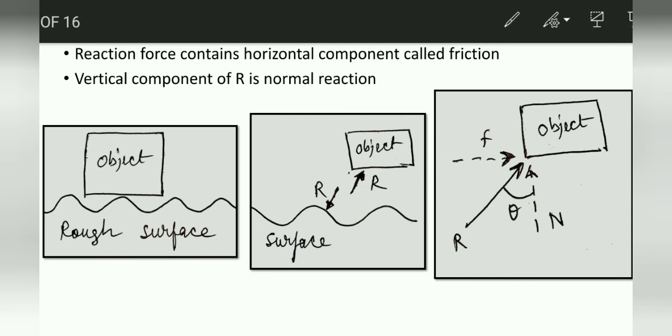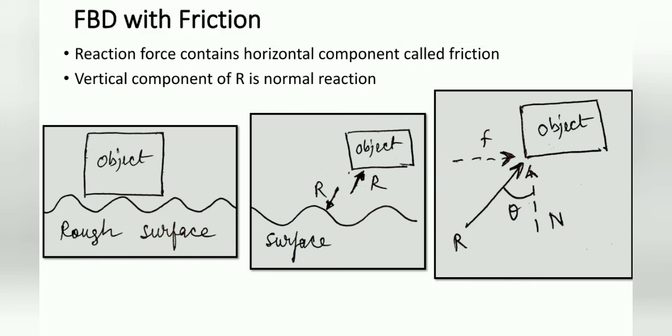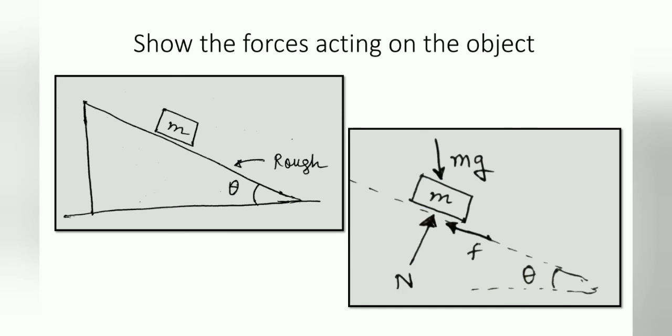See, I have already shown the same thing. Here this is R and this is R, and that R is resolved into two components. Now show the forces acting on the object. This is a rough surface I have given you, and the block is kept on an inclined plane. Now this is very simple.